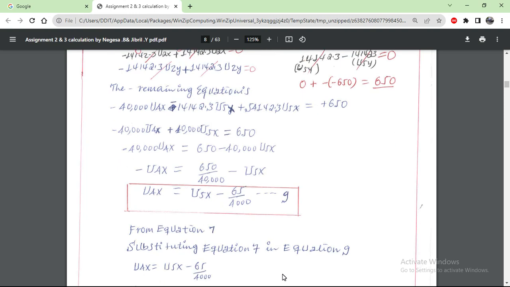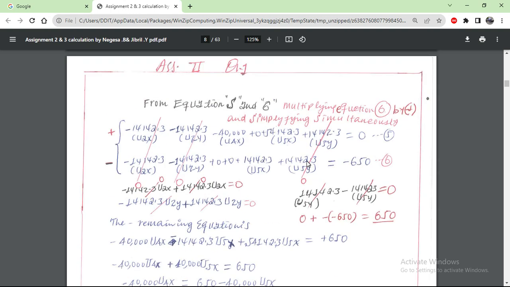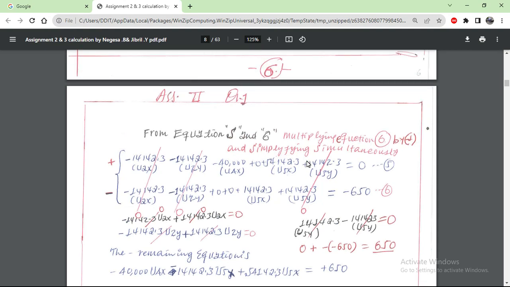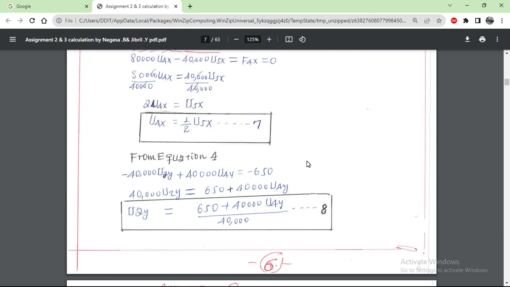Then from equation 7, substituting equation 7 in equation 9. Equation 7 says what? Equation 7 is this one: u4x equal to half of u5x.